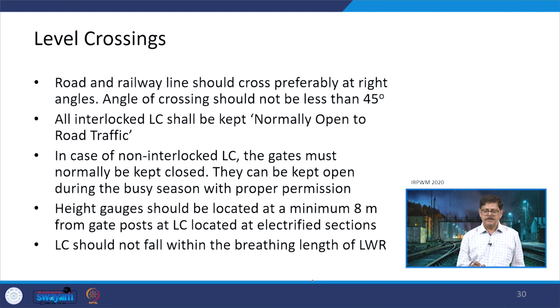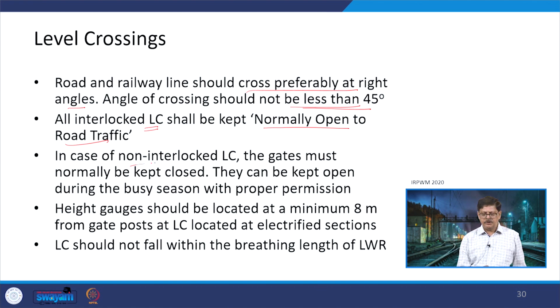Then the road and railway line should cross preferably at right angles. Angle of crossing should not be less than 45 degrees. All interlocked level crossings should be kept normally open to the road traffic. Only when the train is going to arrive, they are closed.